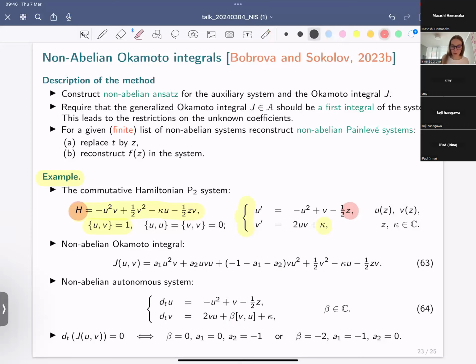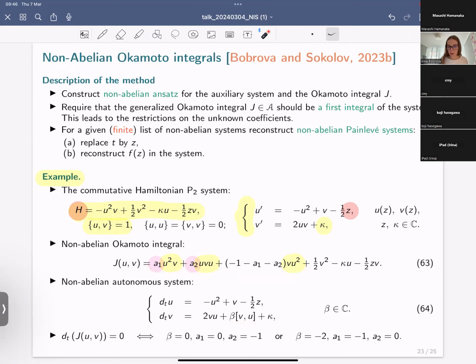In a similar way we rewrite this Hamiltonian in the non-abelian form. So it means that we need to rewrite the first term. It has three non-equivalent forms in the non-abelian case. And in addition, we have two scalar parameters a sub 1 and a sub 2. And under the commutative reduction, this term coincides with the previous one, and similar for the system.